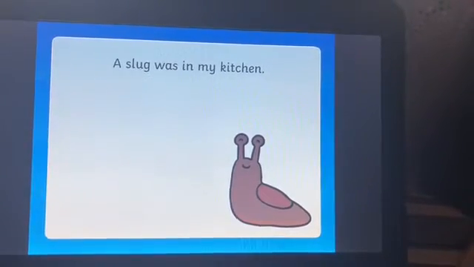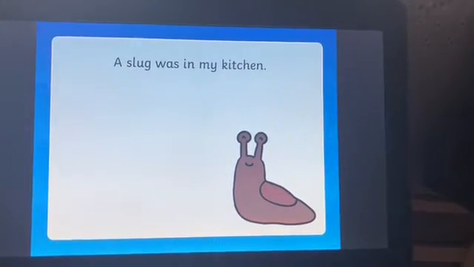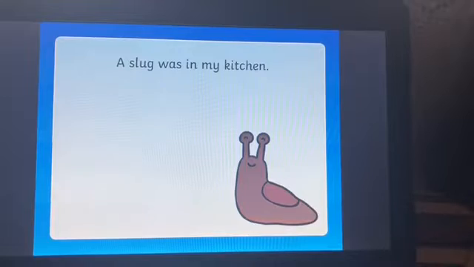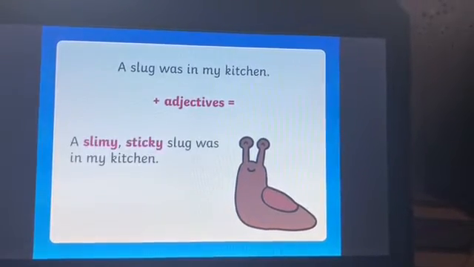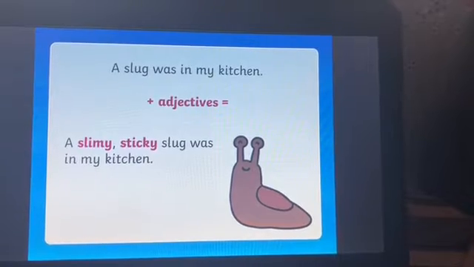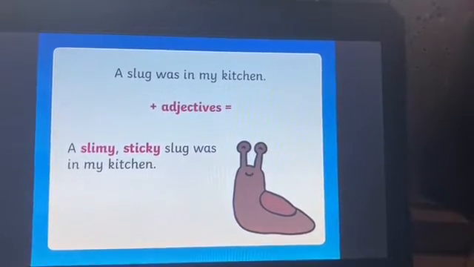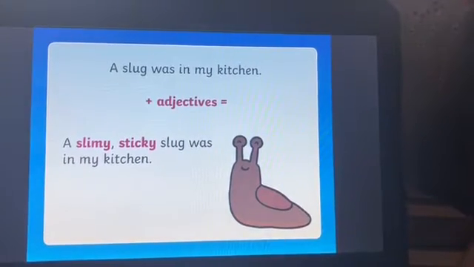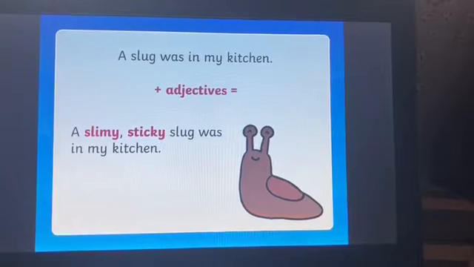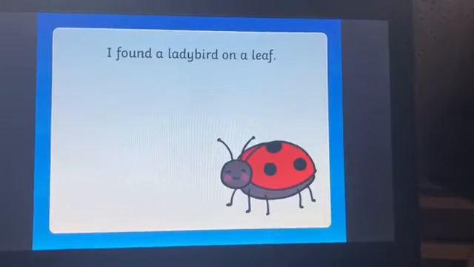A slug was in my kitchen. That's another relatively boring sentence. So let's see what happens when we add some wonderful adjectives to it. The slimy, sticky slug was in my kitchen. So the slimy, sticky slug also is not just adjectives, it's also using alliteration there as well. All those three words start with the letter S.